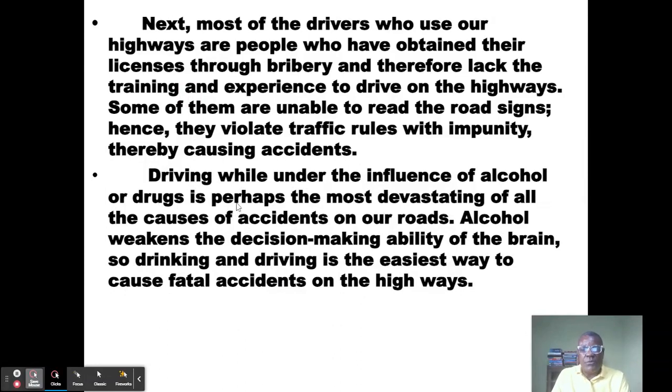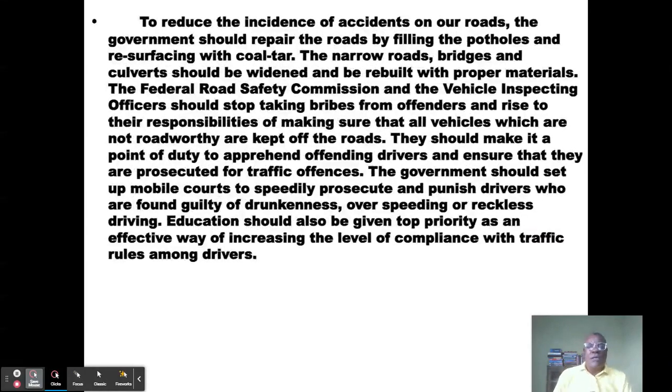And so this is how you can do that. Driving while under the influence of alcohol or drugs is perhaps the most devastating of all the causes of accidents on our roads. Alcohol weakens the decision-making ability of the brain, so drinking and driving is the easiest way to cause fatal accidents on the highways, you see? So now we have discussed the causes, and now we want to talk about the solutions, okay? And then we devote a paragraph to discussing the solutions.